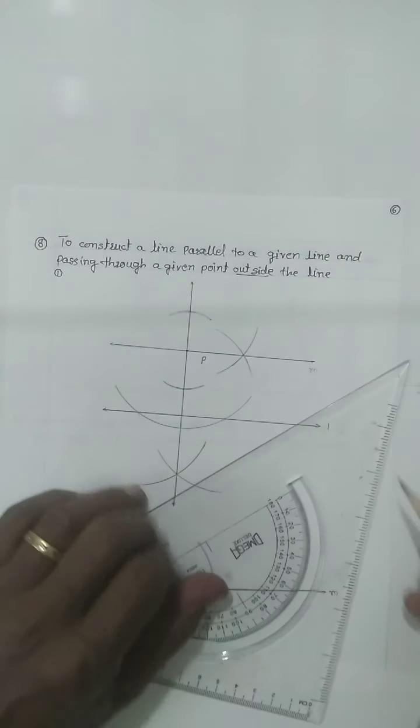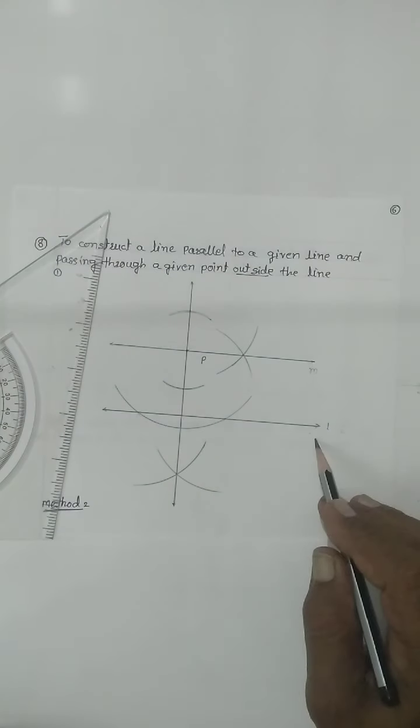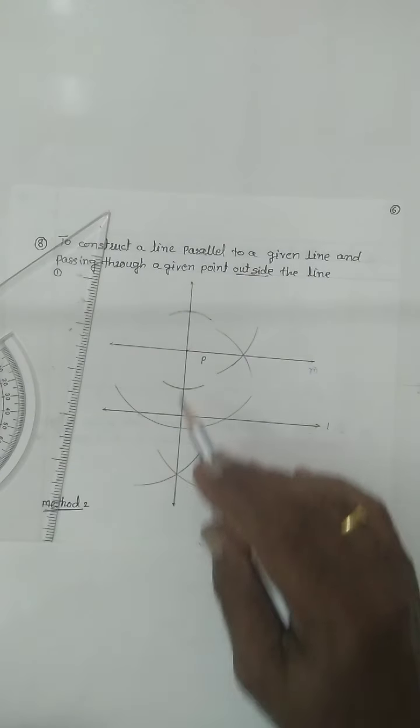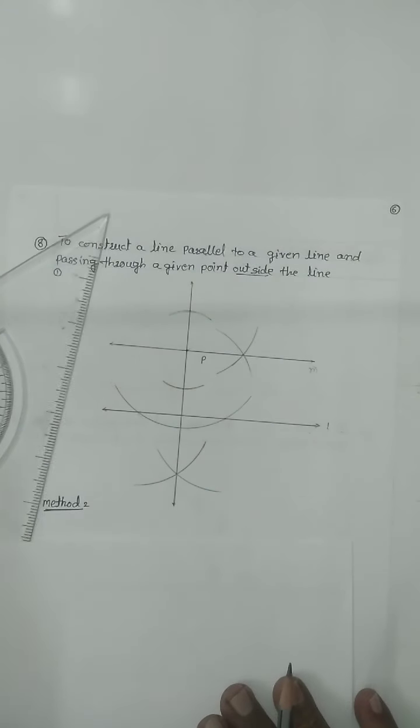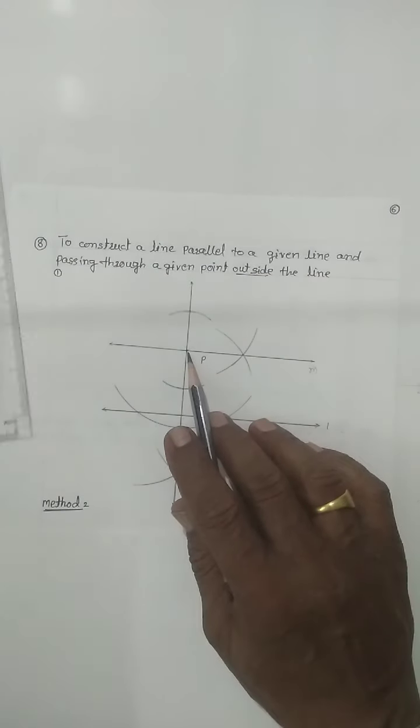In this way we draw the line M which is parallel to the line L. This line L and this line M are perpendicular to this line. Now in this way we draw the parallel line to the given line from the outside of the point.